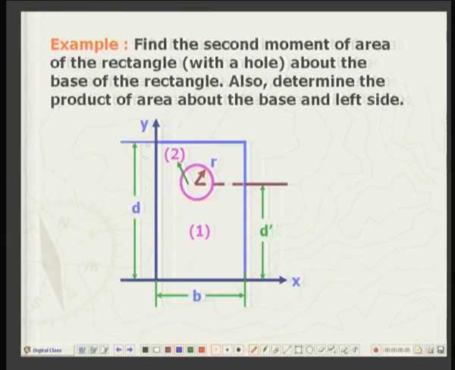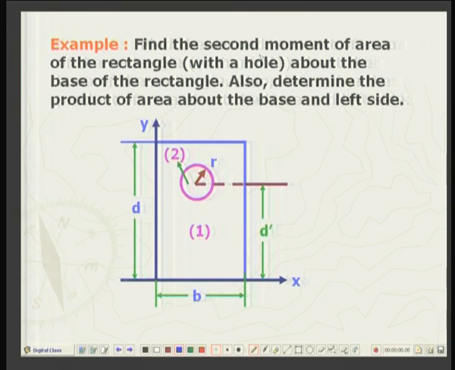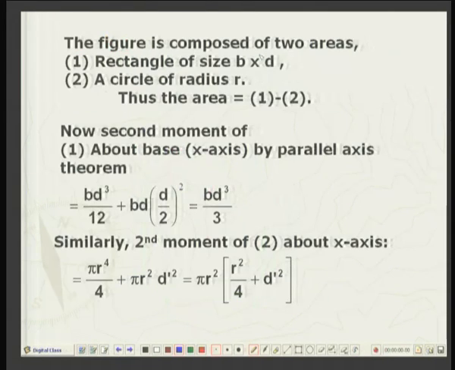So, about x and y coordinates, I have to find out Ixx and Ixy. Again, we will use the parallel axis theorem. First of all, the net area consists of the rectangle of side dimensions b into d. B is the width and d is the depth, okay, and a circle of radius r. So, the net area is area 1 minus area 2.